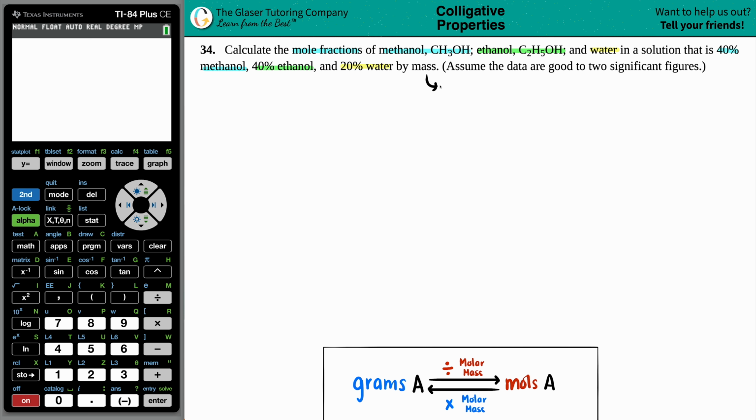Now remember that mass means that we're talking about grams. And they say to assume the data are good to 2 significant figures. Generally, at the end of the day, the mole fraction should be 2 sig figs.